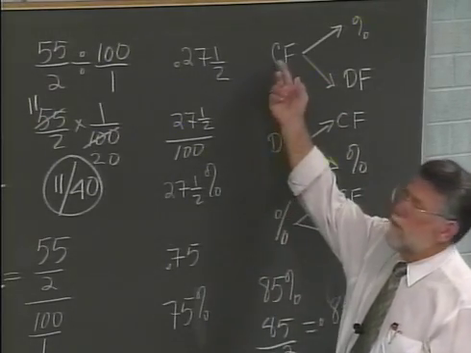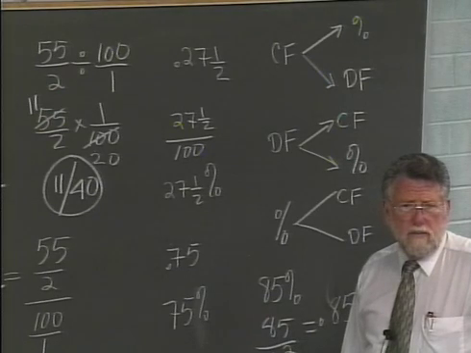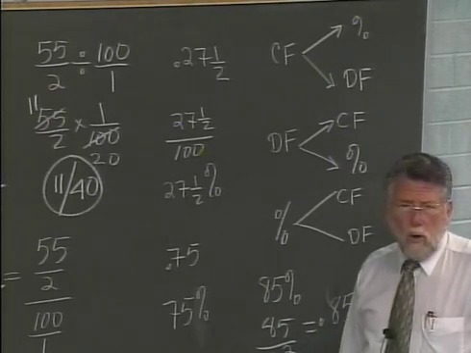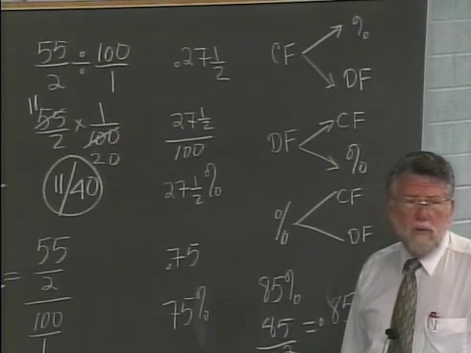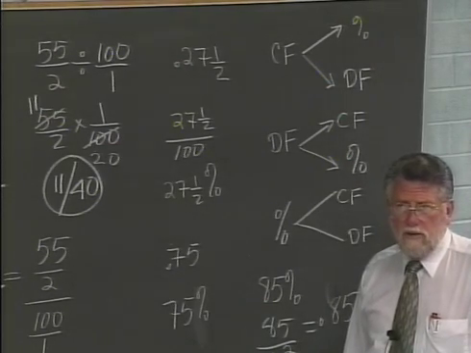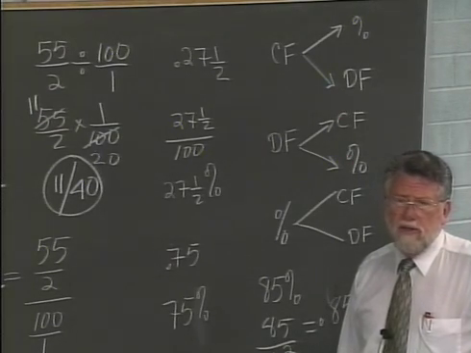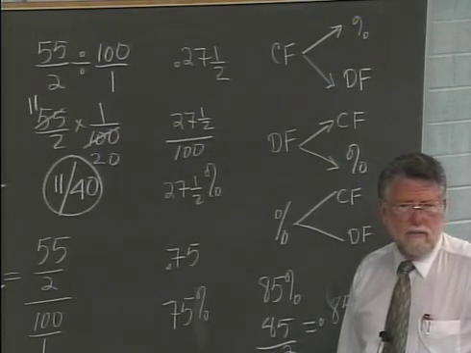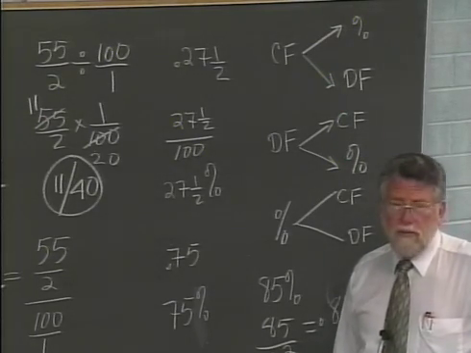Okay, let's go up to the top one. Common fraction. How did I go to the decimal? Long division. Or you have what? Certain fractions memorized. If I give you 3/4, you know it's 0.75. What about a common fraction to a percent? What are your choices? Go to the decimal first, then go to the percent.